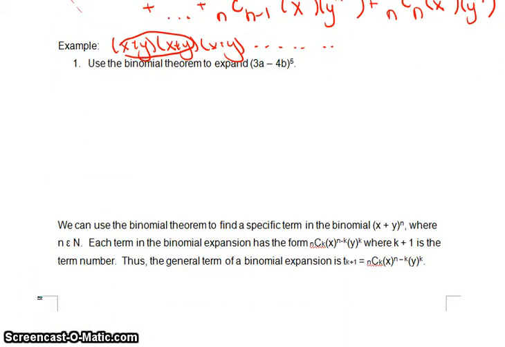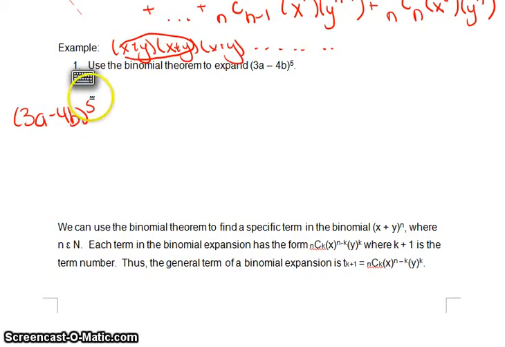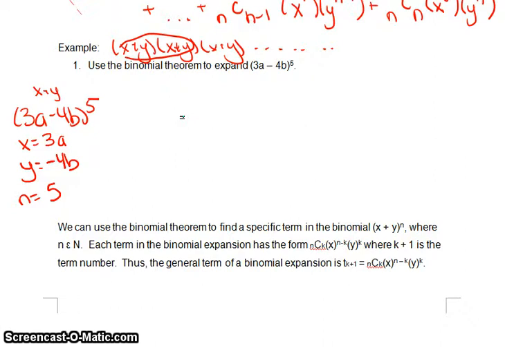So here we're going to use the binomial theorem to expand (3a − 4b) to the exponent of 5. Here your x is equal to 3a, and your y value, and we want this to include that negative because normally it's x plus y, so we're going to include this negative in our y value, so it'll be negative 4b, and n is equal to 5. If we're going to use just the binomial theorem, we're not going to include Pascal's triangle. We can always double check our coefficients using Pascal's triangle, but we'll just use the binomial theorem for now.